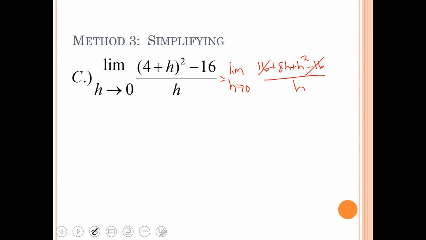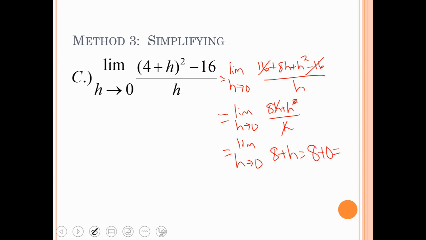These 16s end up canceling out. So when that happens, you get 8h plus h squared over h. Well, now that all three of them have an h, you can cancel it out. The limit as h approaches 0. Now that that h cancels out, you have 8 plus h, and now you can plug in that 0.